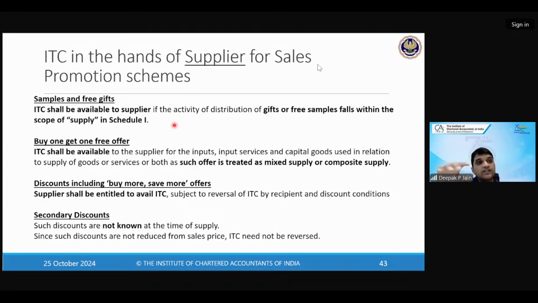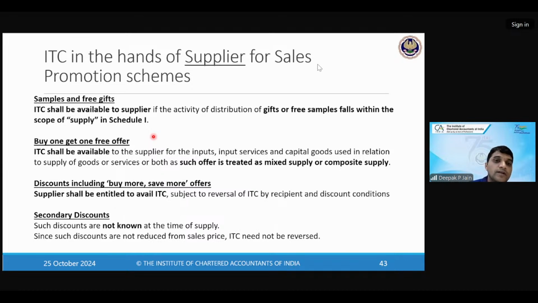Because if you reverse ITC and you also have to pay tax, then there is double taxation. Credit also you're not getting and output also you're collecting. That is not correct. So that's why they're saying any samples and free gifts which you're giving, which fall under Schedule 1 as disposal and on which you have to pay GST, then if you're paying on the outward supply, you don't have to reverse ITC. But if you're not paying anything under Schedule 1, then you have to reverse the ITC.